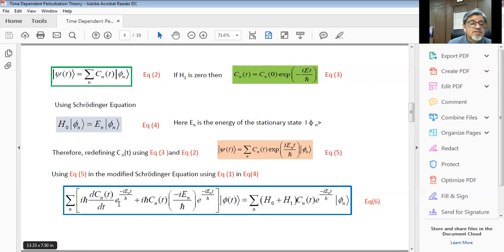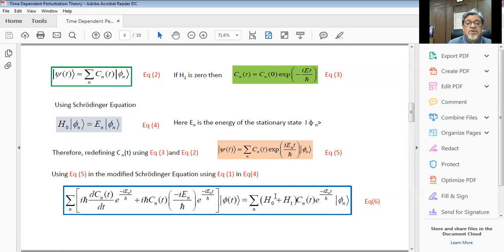The exponential term is as it is. And in the second term, iħ Cn(t) is as it is, and the differentiation is taken for the exponential term. So it is minus i En divided by ħ, and the exponential term as it is, |φn⟩, equal to the summation over n of (H0 plus H1(t)) Cn(t) e to the power minus i En t divided by ħ |φn⟩.